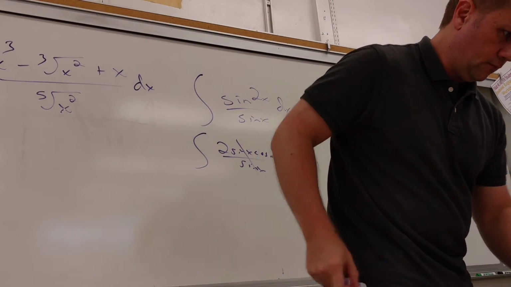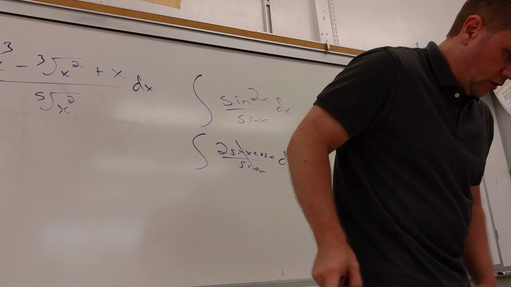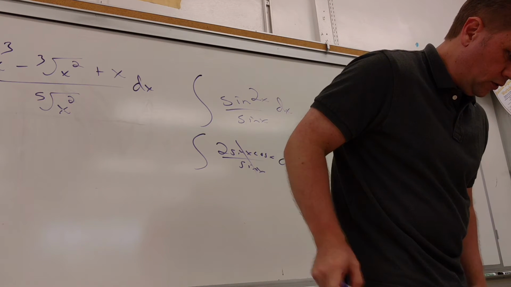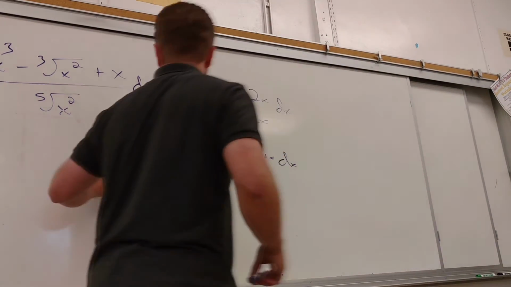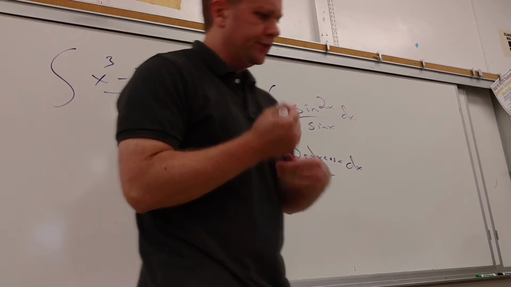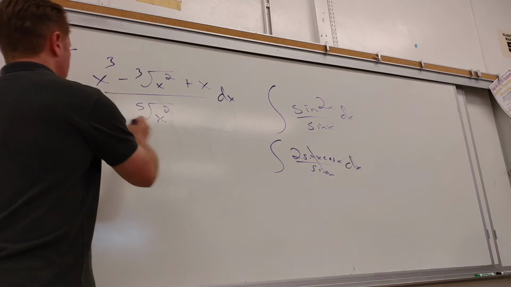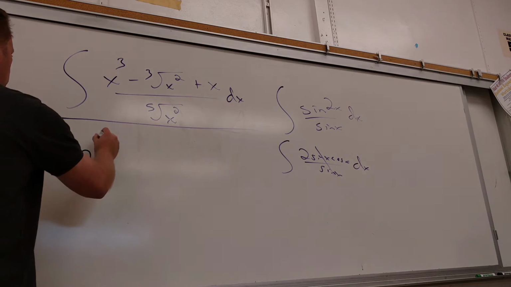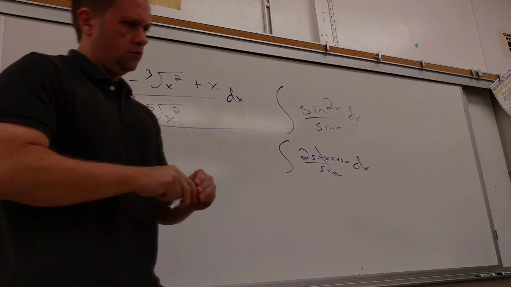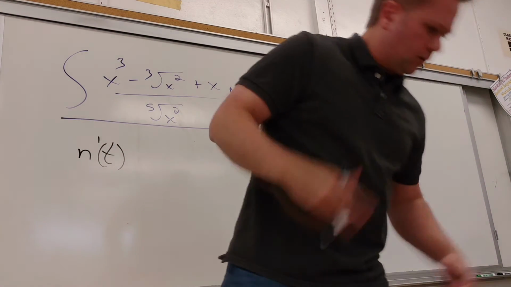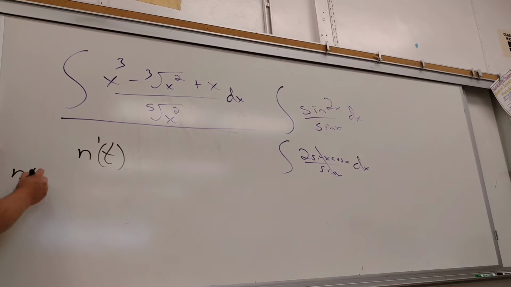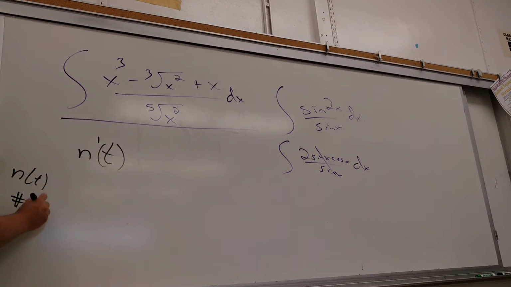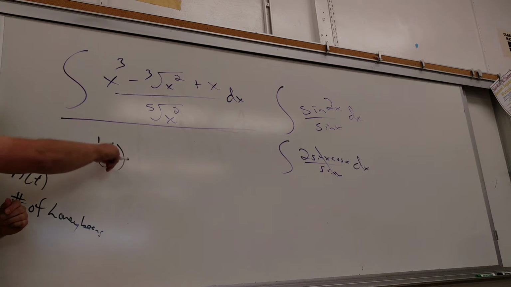5.4, number 54. Honeybees, let's see. I like it. Let's look at the heart of this problem. It says N is the number of honeybees in some certain week. Then what's N prime of T?